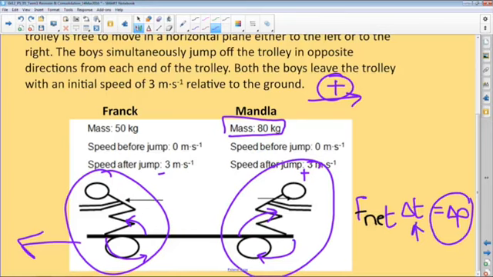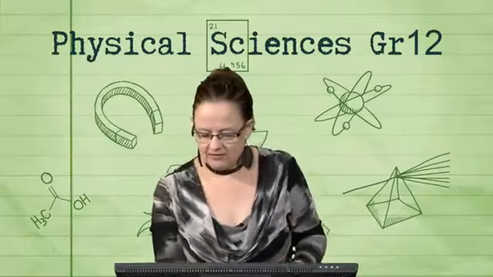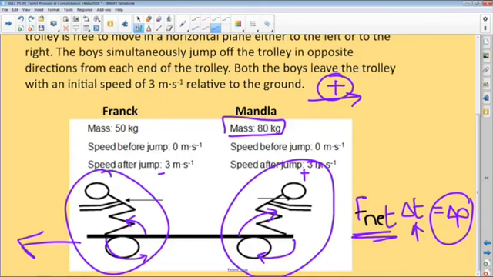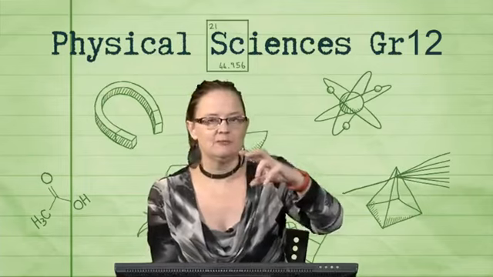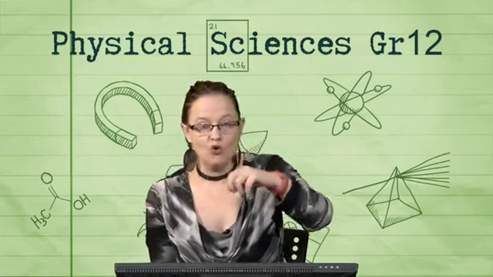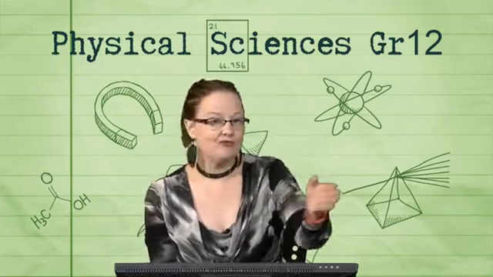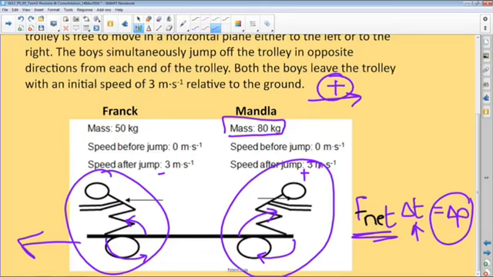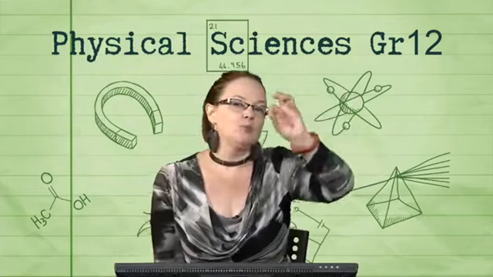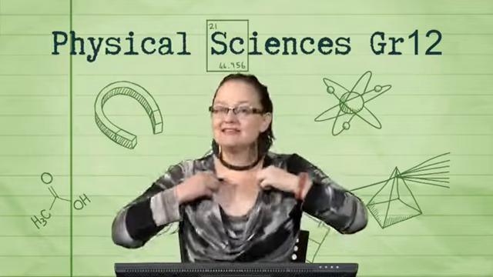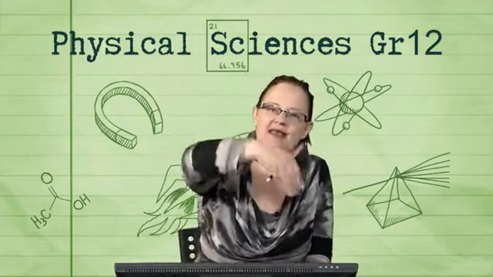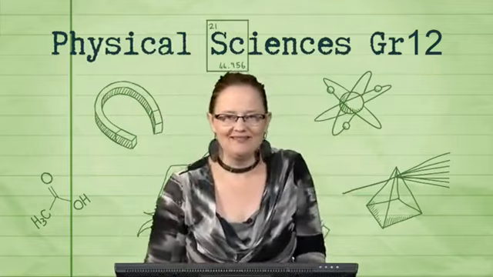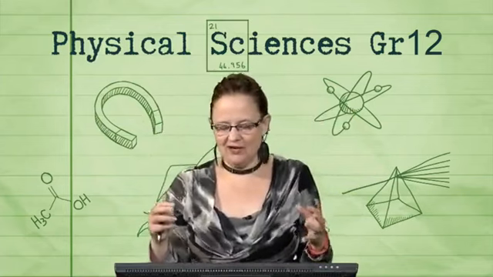Mundler is going to experience a bigger change in momentum because he has a bigger mass. That means the F net he experiences is going to be bigger. Therefore, he's going to exert a bigger force on the trolley. And if Mundler exerts a bigger force on the trolley, the net force will then be to the left, and your object will accelerate in the direction of the net force. So that one's a bit of a mean one to try and explain.